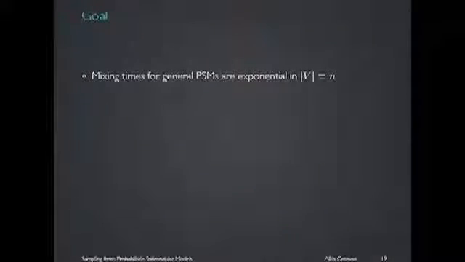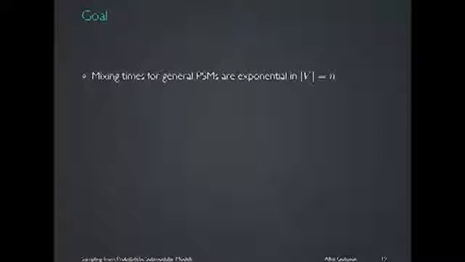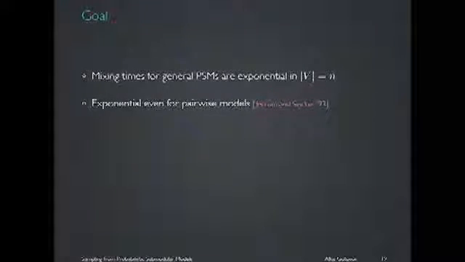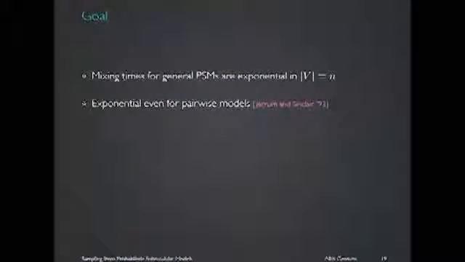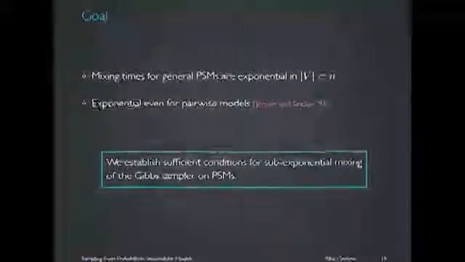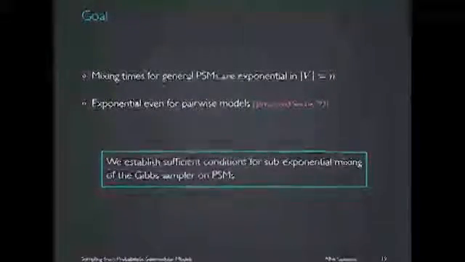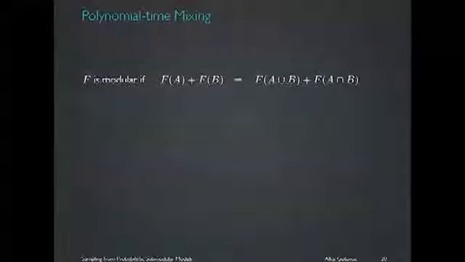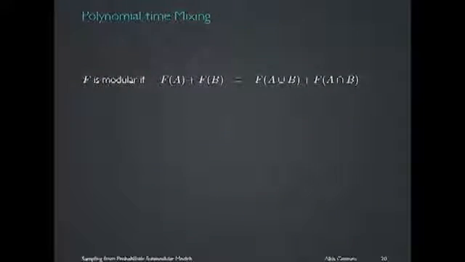Unfortunately, mixing times for general PSMs are exponential in the size of the ground set. In particular, they're exponential even for general pairwise models, as was shown by Jerrum and Sinclair in '93. So what we're doing in this paper is establishing some sufficient conditions that guarantee sub-exponential mixing times of the Gibbs sampler on PSMs. To get to our first result, I need to show you a couple of definitions first.